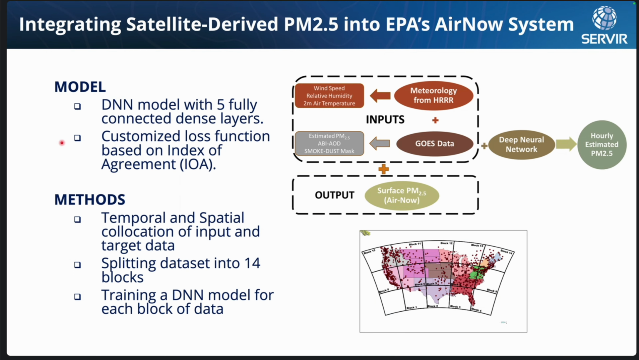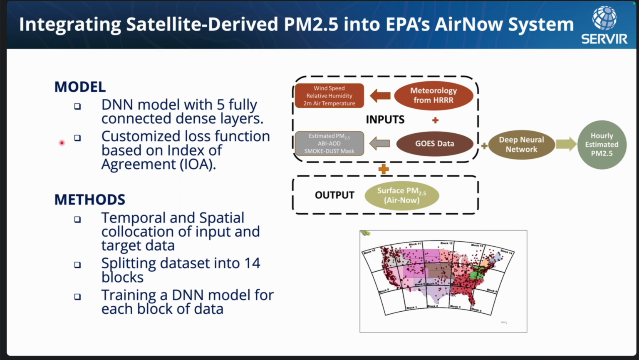So a little bit more detail about this model. On the right, you can see a model architecture here where we have 5 fully connected DNN layers. The input for the model was wind speed, relative humidity, and 2-meter air temperature from the meteorology. And from the GOES-R, we used AOD, smoke dust mask, and GWR estimated PM2.5. Then we trained a neural network model from the AirNow PM2.5 network.